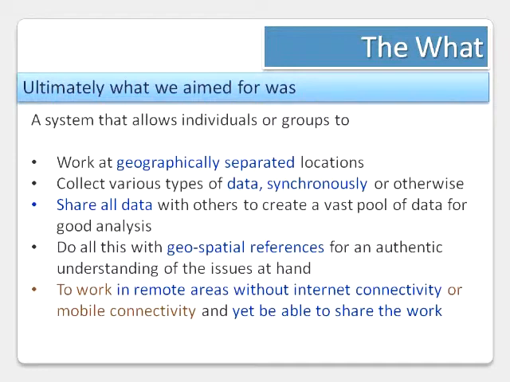And that is very essential for doing a very good analysis. So we need a very vast pool of data sets, and to do this with geospatial reference for an authentic understanding of the issues. For instance, we went to 3 rivers. Each of those 3 rivers was different. So they have to know this data comes from this particular place, which is located at this lat and long, and therefore they know exactly why river number 2 is different from river number 1 and river number 3.